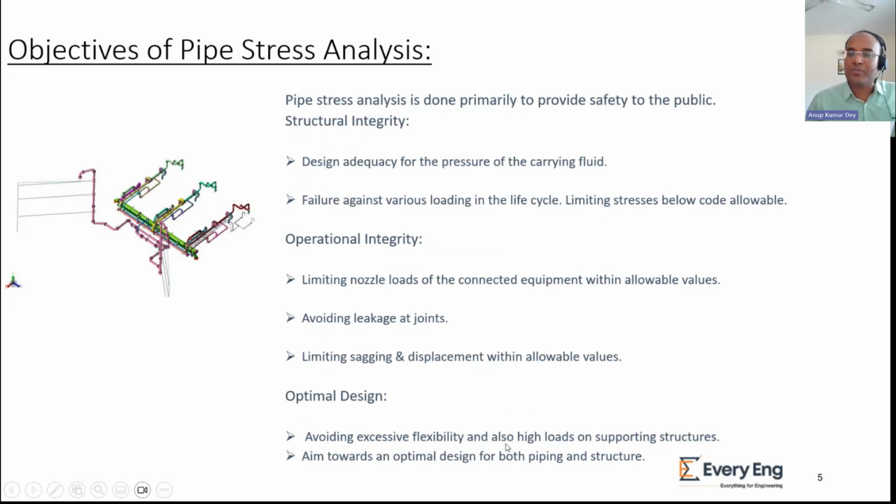And at the same time we have to see that loads on the supporting structures are also not too high, so that civil people find it easier to design the supports. So optimization also we have to see and aim towards an optimal design for both piping and structure. So I feel the main objectives of pipe stress analysis are now clear.